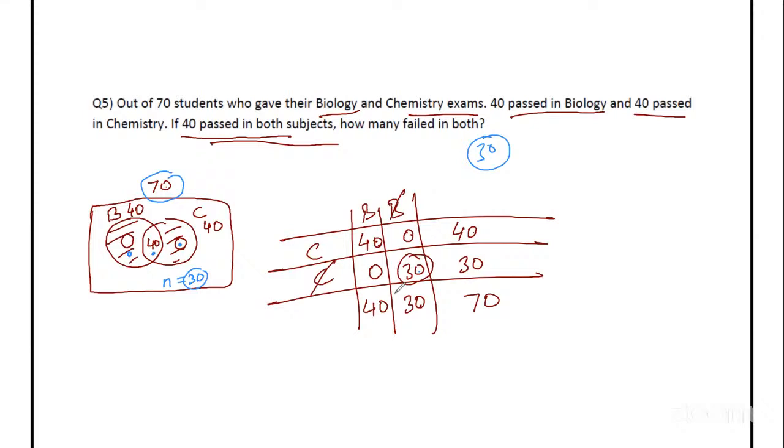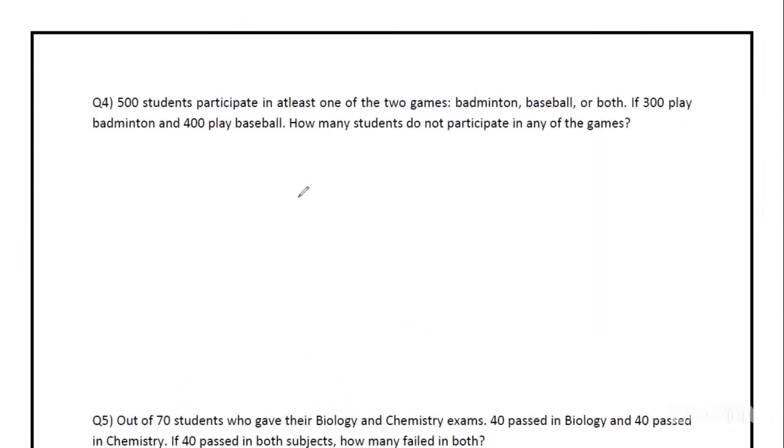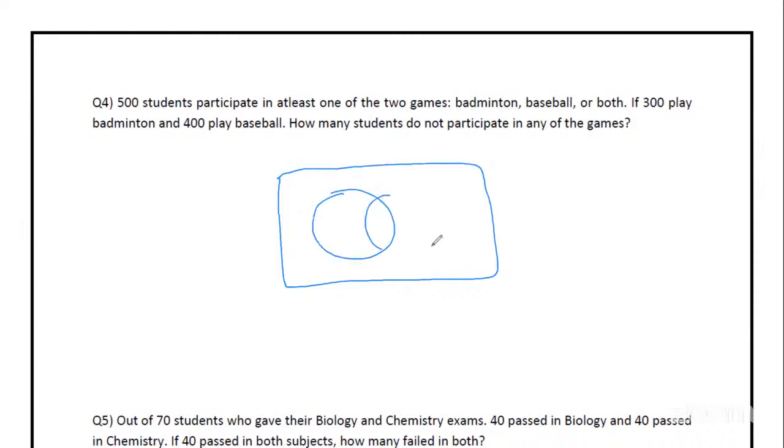But as you can see, if you were to use Venn diagrams, then it could have been complicated. Okay. Moving on to question 4 using Venn diagrams. If I were to use Venn diagrams, I'll have my circle of badminton and baseball. So badminton A and baseball B, and 500 outside. Now, if 300 play badminton, 400 play baseball, how many students do not participate in any of the games?